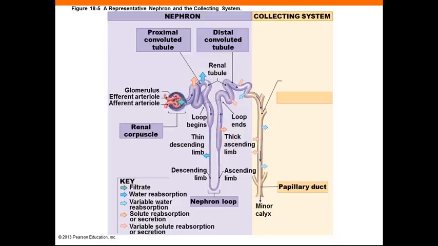Many distal convoluted tubules empty into one collecting duct, and several collecting ducts merge into a papillary duct, which empties into a minor calyx. The collecting duct functions to adjust the final filtrate composition, determine final osmotic concentration, and determine the final volume of urine.